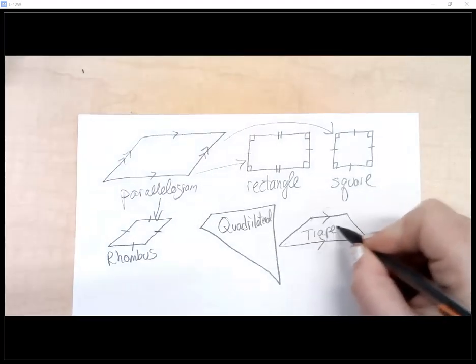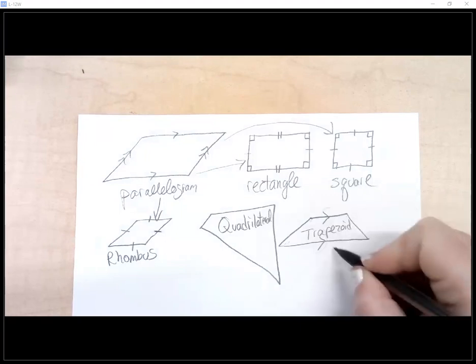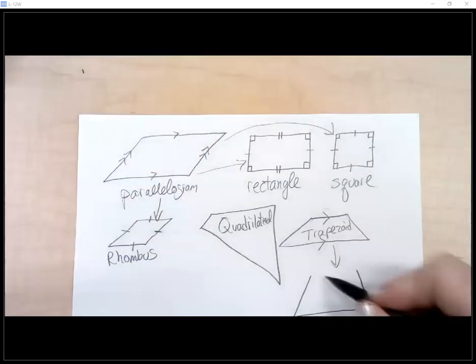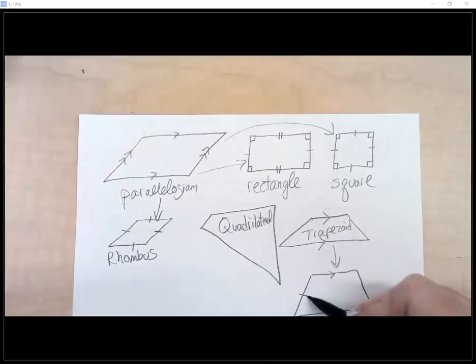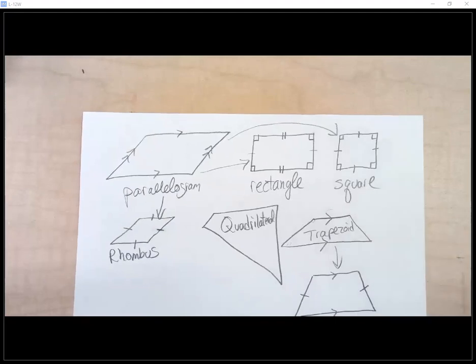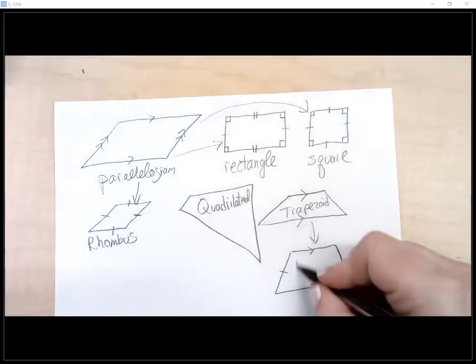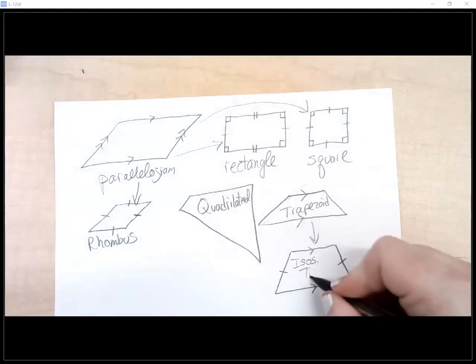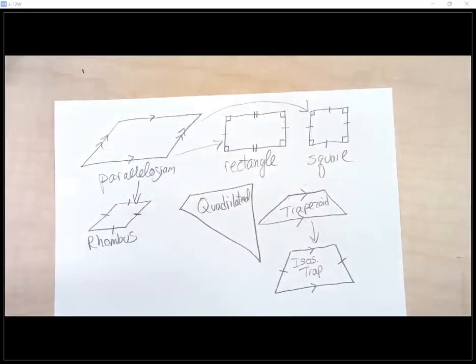And then you have a special type of trapezoid where those two sides, legs, are the same. And that is called an isosceles trapezoid. So it's just a special type. When it has those little lines, is that possible? Yep. All right, so that's your whole first page.